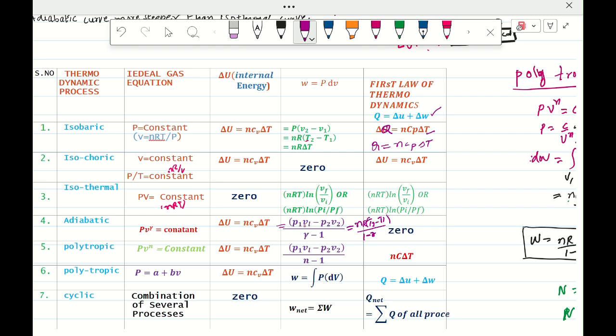To find out P1 and P2, we should not take P1V1 equal to nRT1. To find P2 or V2 from the given V1, V2 and any one of the P values, we have to use PV power gamma equal to constant, or TV power gamma minus 1 equal to constant, or P power 1 minus gamma into T power gamma equal to constant. These formulas you have to use to find the relation between P and T, T and V, P and V. Those values of P2 or V2 will be substituted in the formula. So I will explain related problems now.